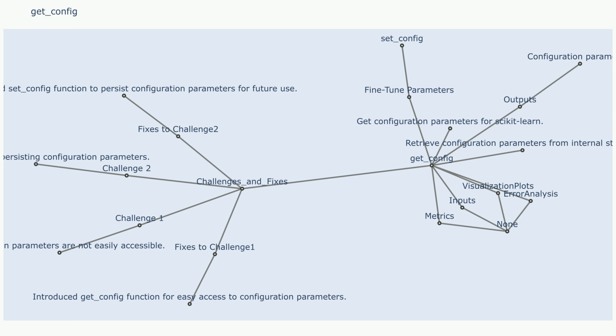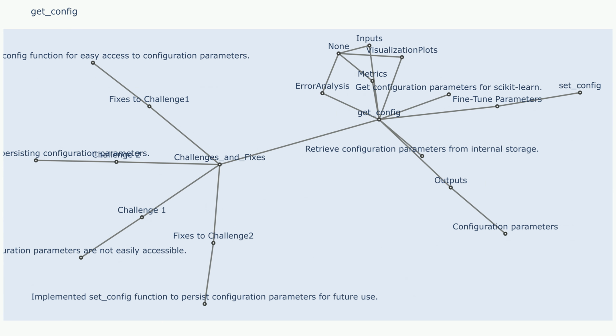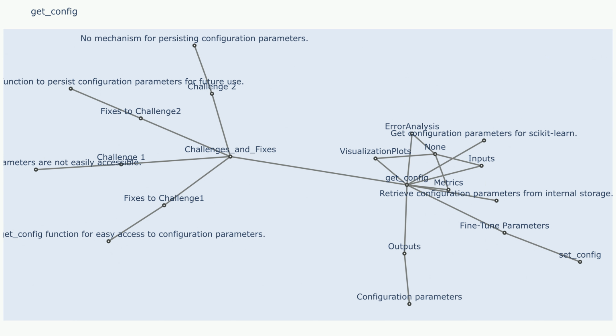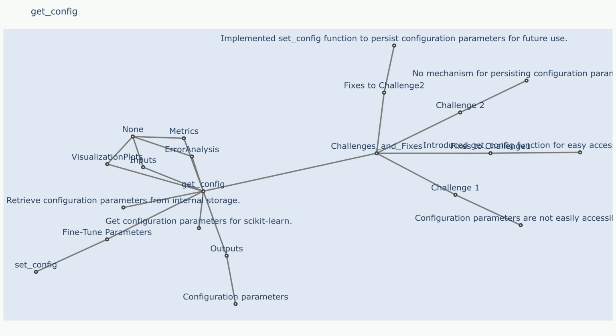Challenge 2: environment differences. The configuration returned by this function can vary depending on the environment, e.g., operating system or Python version. Sample use case that resulted in challenge 2: running code on a different machine or in a different virtual environment with different scikit-learn installations. Fixes to challenge 2: ensure that the scikit-learn version and dependencies are consistent across different environments to avoid configuration discrepancies.